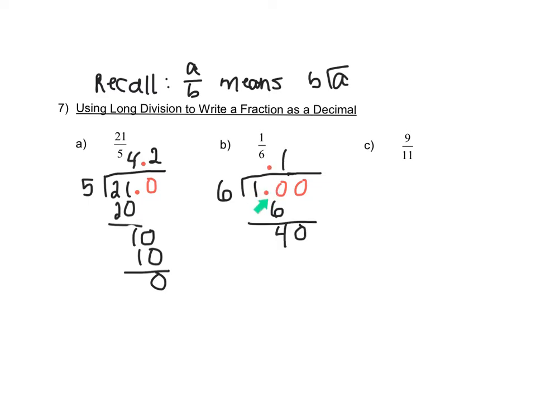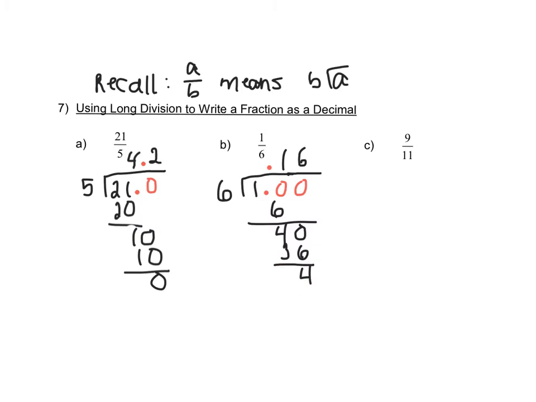Okay, so 10 divided by 6 is 1. 1 times 6 is 6. Subtract, and we have 4. Now, we're going to bring that next 0 down. 40 divided by 6, the closest we can get for that is 6. So the 40 divided by 6 is 6. Times 6 is 36. Subtract, and we get 4 again as our remainder.